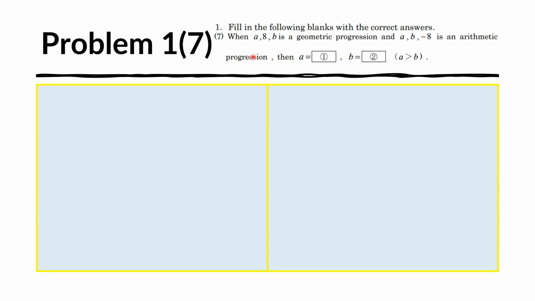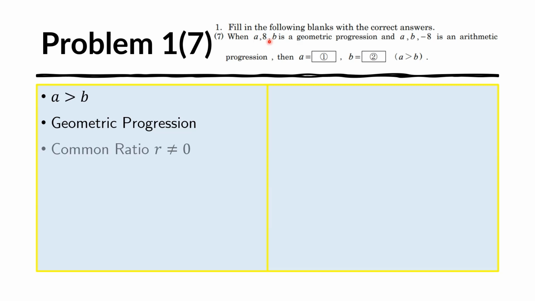So let's do that. First, let's just write down this condition here to remind ourselves. Then we start with the geometric progression. For the geometric progression, we know that the common ratio must not be 0, because if it were 0, it would be a, 0, 0. So that's not really helpful. So we can rule out 0 as a possibility. And if it's not 0, then we can have the following relationship.